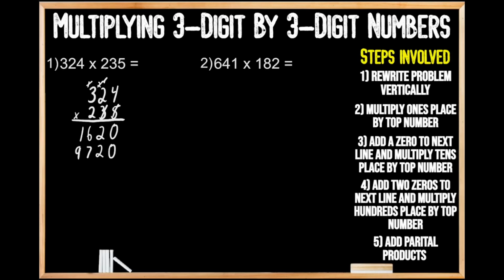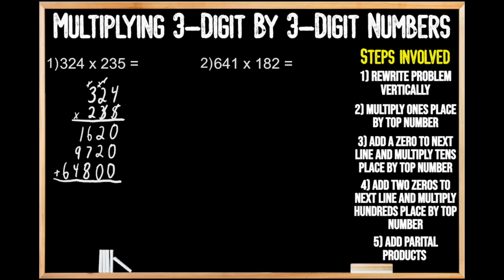So for step number 4, our first step is to write 2 zeros in the line down below because now we're multiplying by our hundreds place. And 2 times 4 gives us 8. 2 times 2 gives us 4. And then lastly, 2 times 3 gives us 6 for 64,800. So now we're going to move on to step number 5, where we're going to add all of these partial products together to give us our answer.